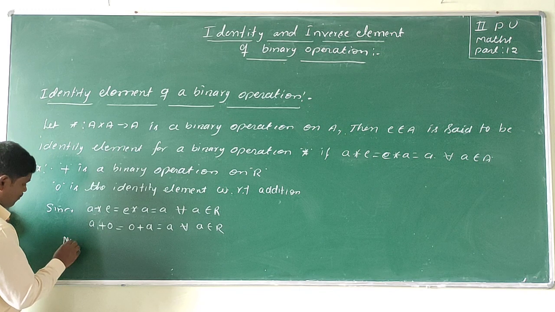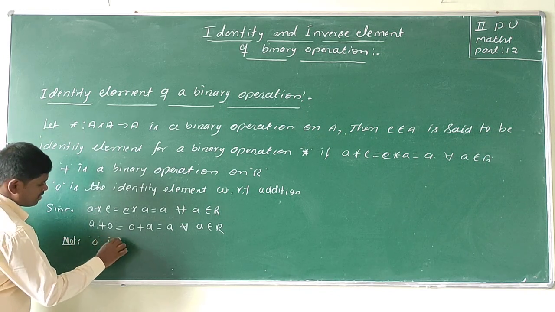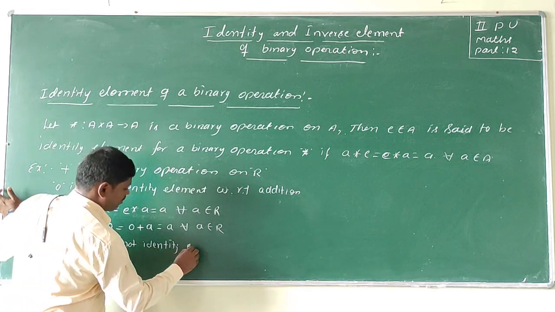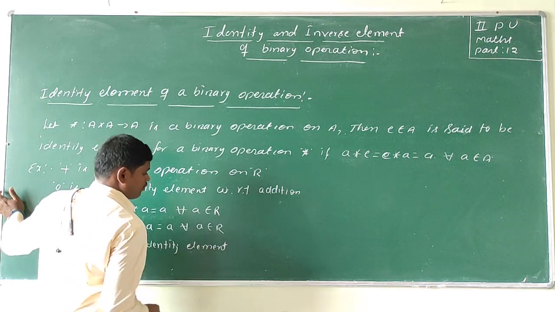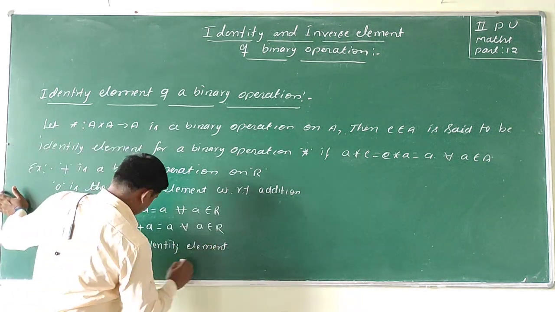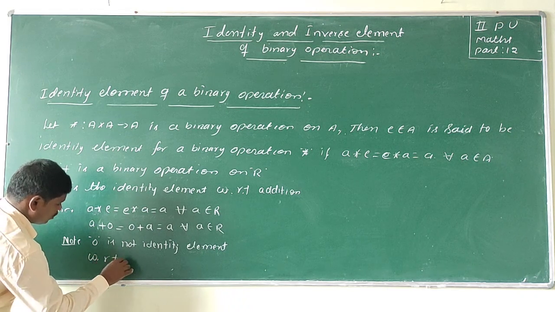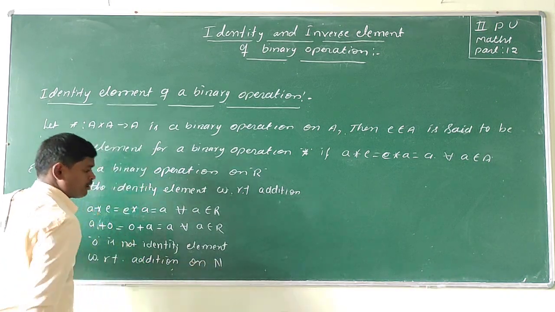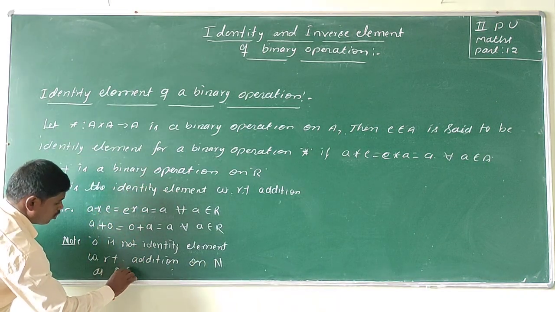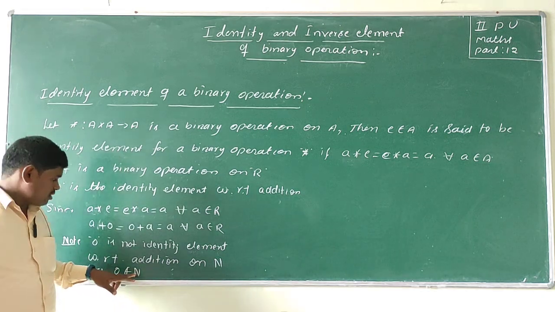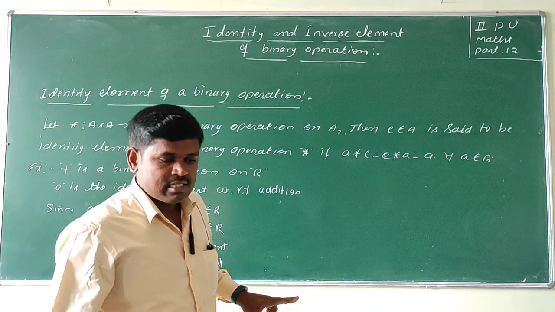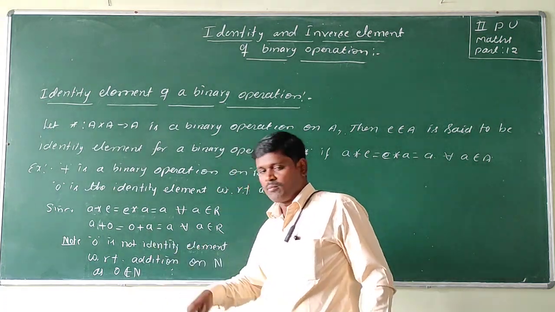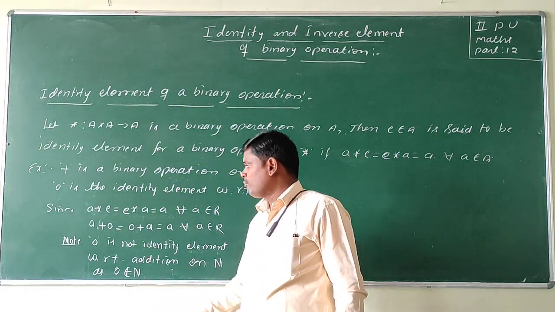Note here, 0 is not an identity element with respect to addition on natural numbers, as 0 does not belong to N. Is it clear? Suppose we are taking natural numbers, then 0 is not considered an identity element since 0 does not belong to the natural numbers. Therefore, it is not an identity element.